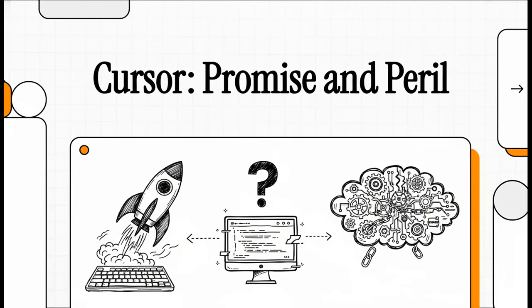All right, let's talk about Cursor. It's this AI native code editor that, well, you've probably heard about it. It's been taking the developer world by storm, and it promises a whole new way of coding, faster, more intuitive. But, and there's always a but, right? That speed might come with a hidden price.